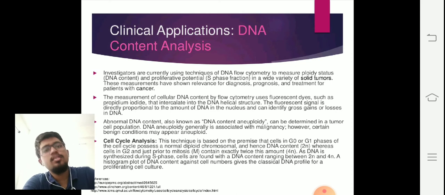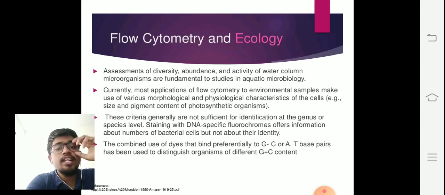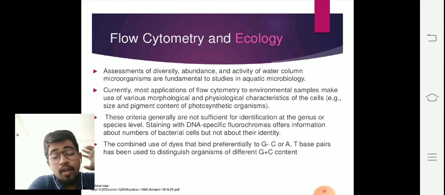So, how is flow cytometry related to ecology? Assessment of the diversity, abundance, and activity of water column microorganisms is very fundamental to studies in aquatic microbiology, and flow cytometry has its role in it. Currently, most applications of flow cytometry to environmental samples make use of various morphological and physiological characteristics of the cells.